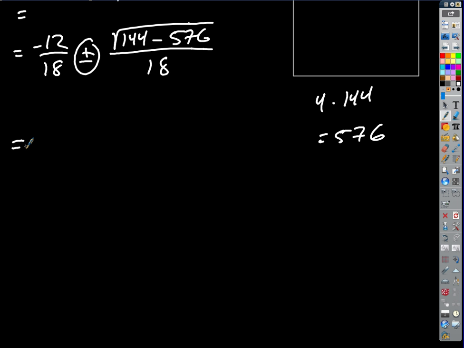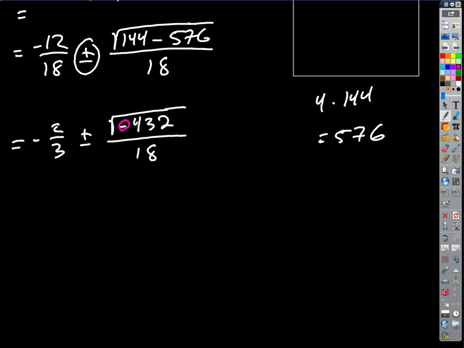So what is 12/18 reduced to? Negative 2/3. I would have gone there eventually. Plus or minus the square root of, we said that was negative 432, divided by 18. So what's going to happen to the negative inside the radical? It's going to be an i.